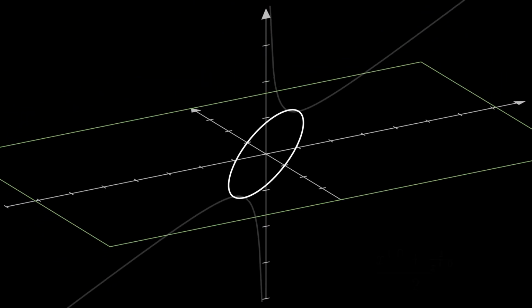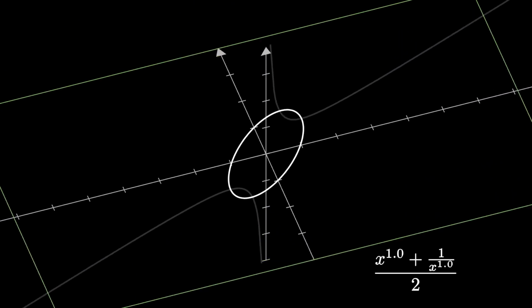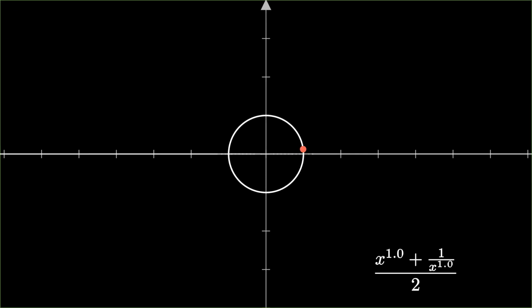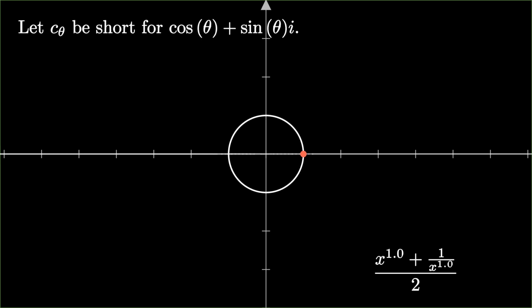Now if you remember, this white circle here is actually the function we are plotting: half times (x plus 1 by x). Let's go back to x plus 1 by x and look at what it does when x is a complex number whose distance is 1. Since that's where the interesting part of the plot is, let's use c(theta) to refer to the point on this unit circle at an angle theta.